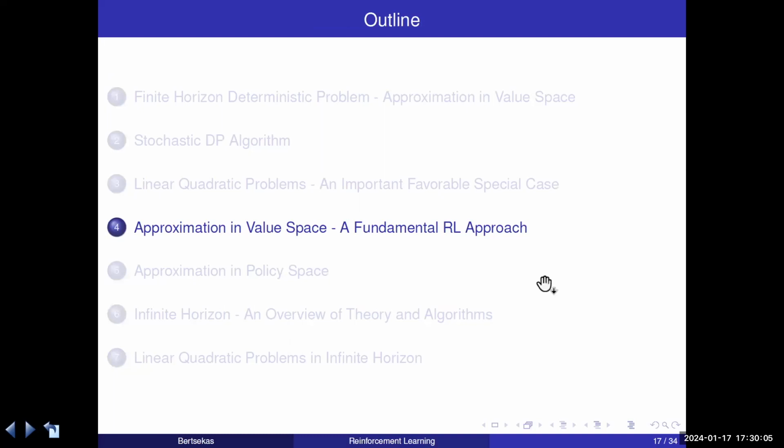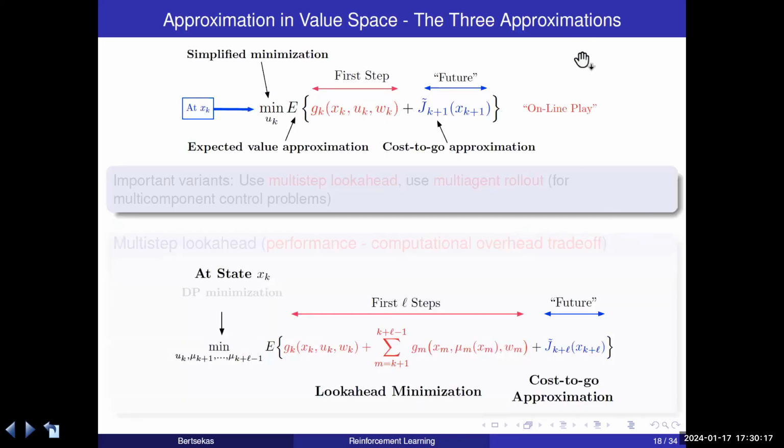Okay. So now let's go to approximation in value space, which is a very basic reinforcement learning approach that we're going to spend a lot of time with. The idea is very simple. We have dynamic programming that at a given state minimizes the sum of the current stage cost and the optimal cost to go from the next state. In approximation in value space, we approximate the value of this optimal cost to go with some approximate cost, J tilde. We replace J star with J tilde. That's what approximation in value space is.